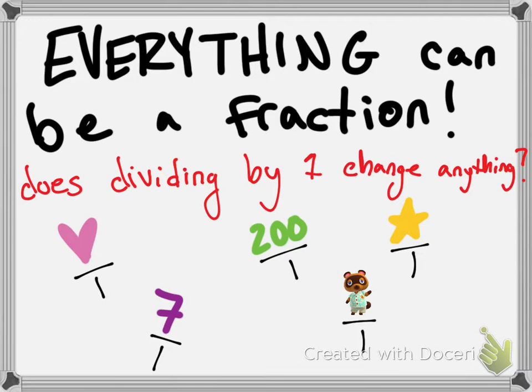Does dividing by 1 change anything, you guys? Nodding or shaking our head? Dividing by 1 does not change anything. So look at that. No matter what it is, heart over 1 is just heart. 7 over 1 is just 7. 200 over 1 is 200. Star over 1 is just star. Tom Nook over 1 is just Tom Nook. It doesn't matter. They're all the same. Dividing by 1 changes nothing.